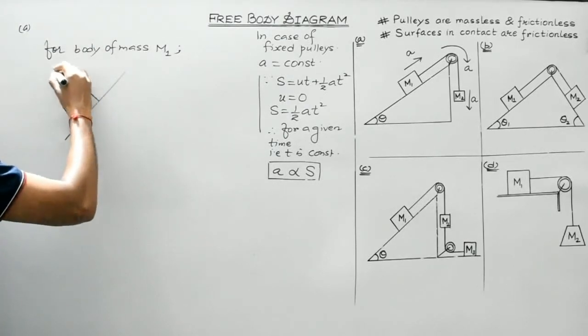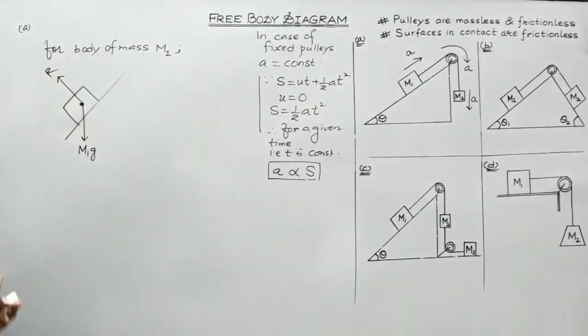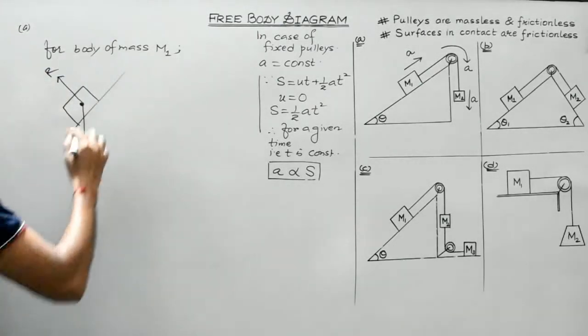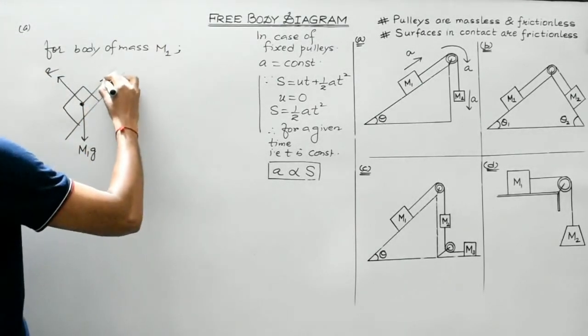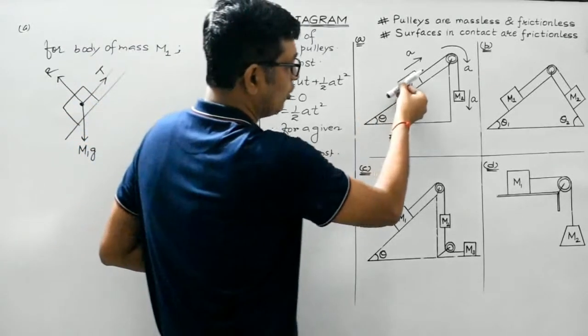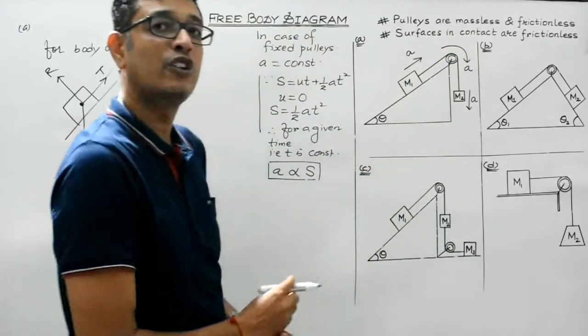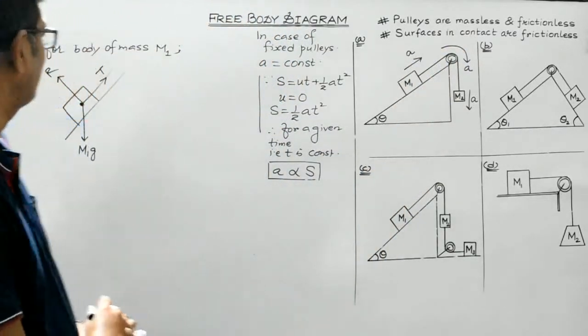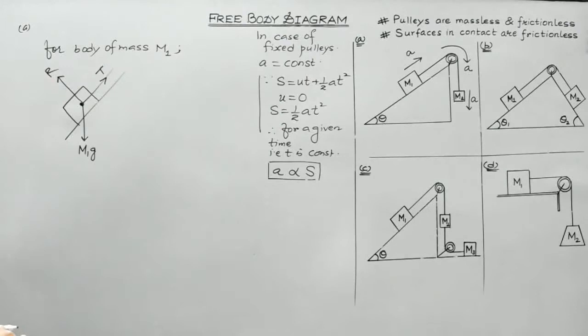This is the reaction, isn't it? This is the reaction. And this will be the tension. Tension is a force which will act along the length of the string towards the point of suspension. Clear, students? Okay, these are the three forces acting over here.